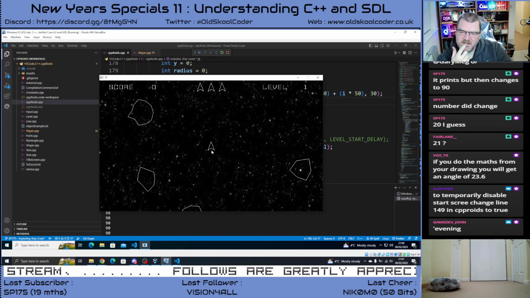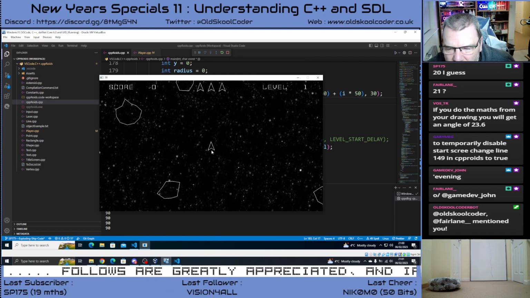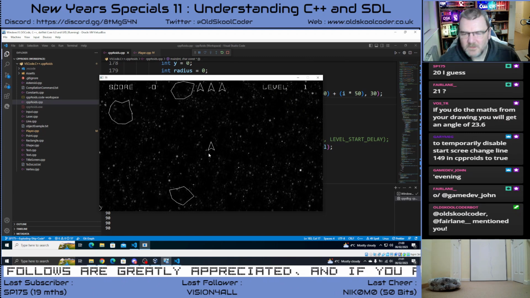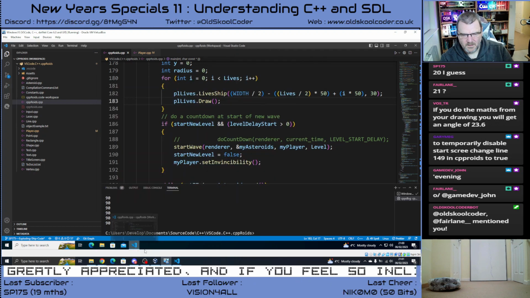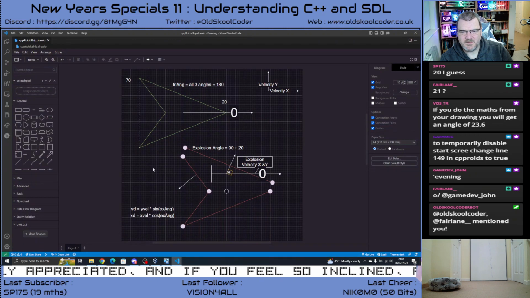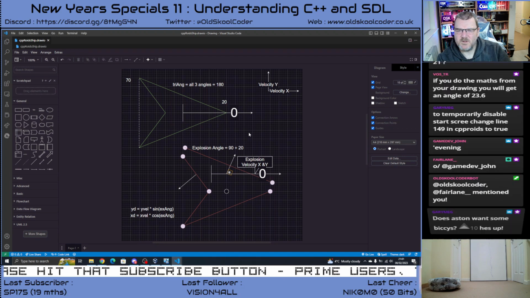Oh, I suppose it is. That looks very similar to what I've got. That looks very similar to that. Right, so if we say the radius is 3, 1, 2, 3. I need to redo this ship.